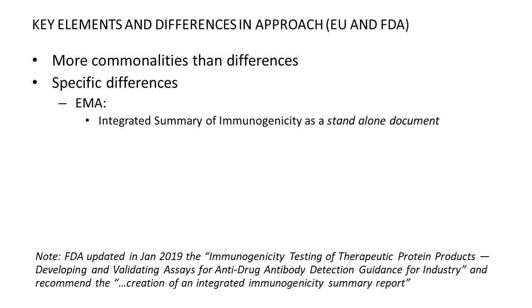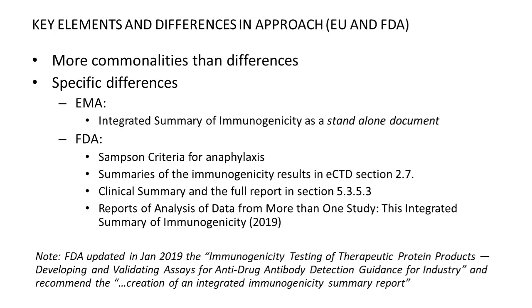They could be in different documents, they could be in the summary of efficacy with a section on how the immunogenicity was impacted, or the summary of safety with a section on the immunogenicity. And the FDA is definitely singling out the Samson criteria for analysis or assessment of anaphylaxis, whereas the European agency basically says, remember to consider the potential anaphylactic reactions, but they're not telling us to use the Samson criteria.